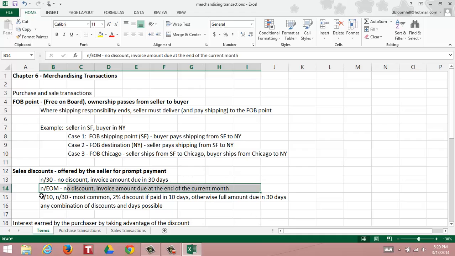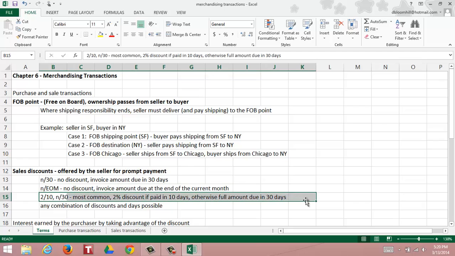If the seller offers a discount, you'll see something like 2/10 net 30, which is the most common. With 2/10 net 30, the seller offers a 2% discount if the buyer pays within 10 days of the invoice date. Otherwise, the full amount is due 30 days after the invoice date. Any combination of discounts and days is possible. So you could see 1/15 net 40 or 3/45 net 60. Whatever the seller wants to offer, the buyer is free to accept or reject.